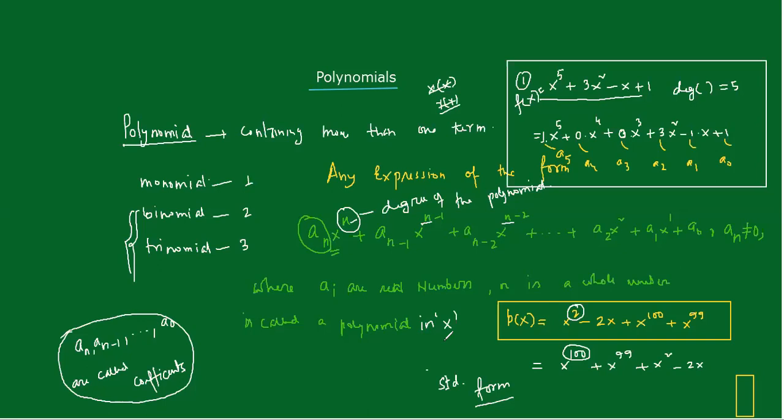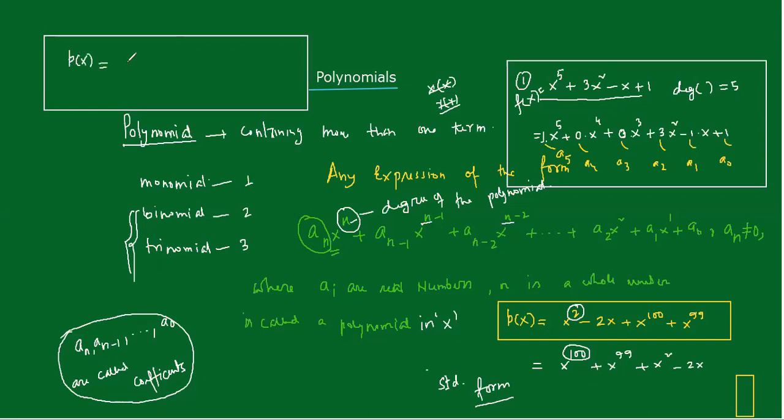Next, one more example I'll take. This time I'm not saying that it is a polynomial. I'm going to take an example which is not a polynomial. Sometimes we may confuse you, so check whether it is a polynomial or not. If I write 3x square minus 4 root over x plus 2, is this a polynomial? So the answer is no, it is not a polynomial. The reason is this root over x.